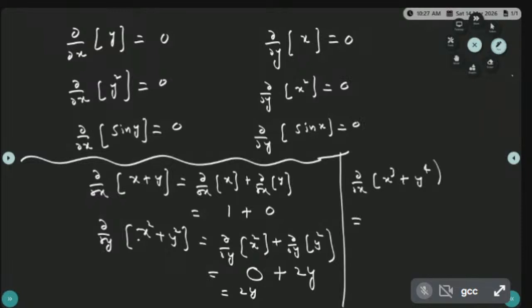Tell me this for the last one. Dou by dou x of x cube, y power 4. That's it. This is partial differentiation. Okay? Are you clear? Note.